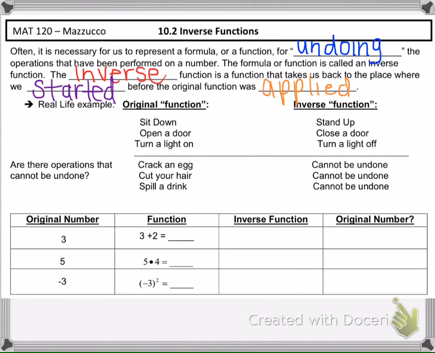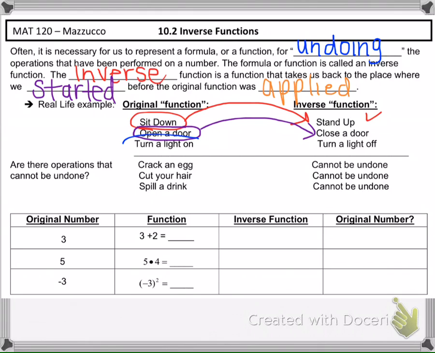For example, let's say that the function is sit down. So if we sit down, how could we go back to before we sat down? To undo sitting down, you would just stand up. So there was an inverse to that. Okay, let's say we started out with open a door. If we want to get it back, we would just close the door.